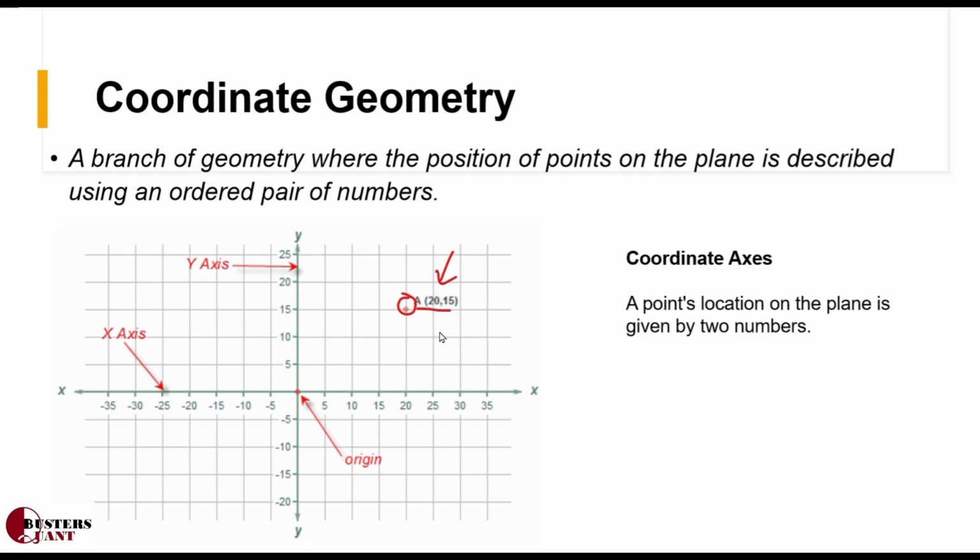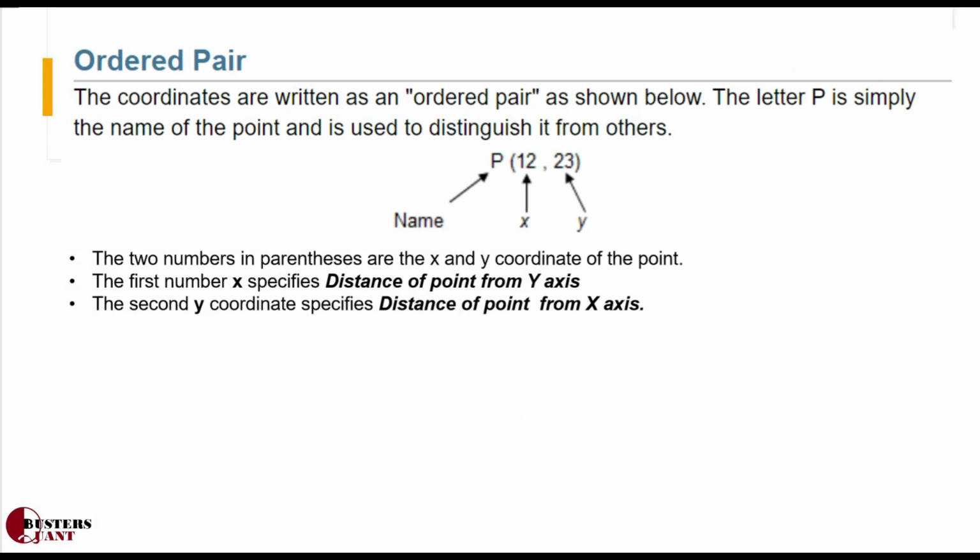For example, this is an ordered pair, because ordered pair means if I write 20 comma 15 like this, I cannot write 15 comma 20, because these two are different points. These two are not equal. Now, the coordinates are written as ordered pairs. To write a point we have three terms: one is the name of the point, P, Q, R, S, T, any alphabet we use, and these two numbers.